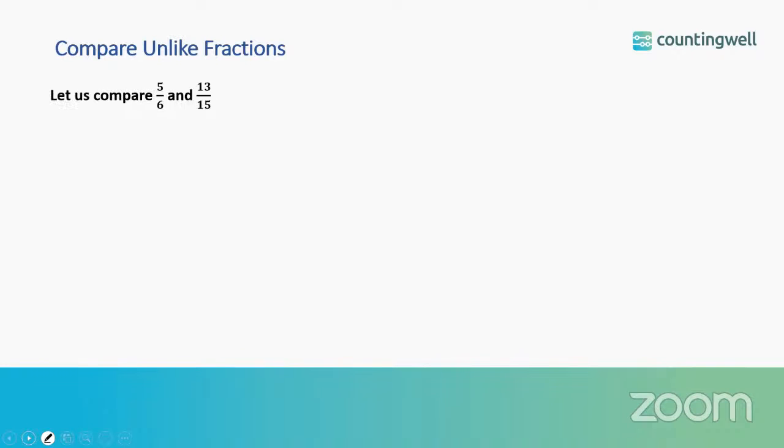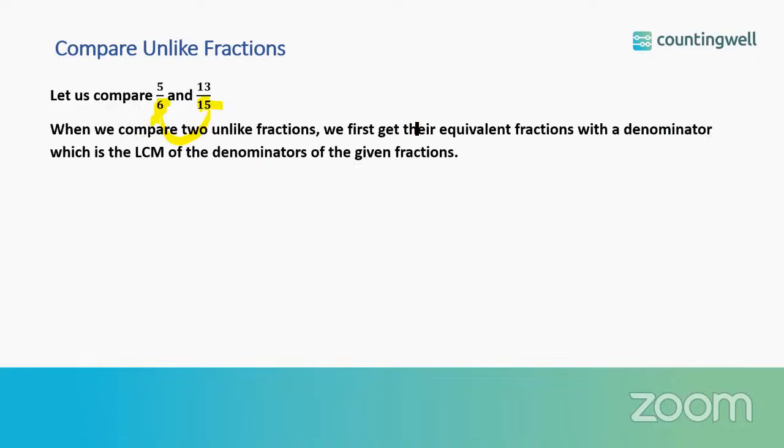Let us see one example. Let us compare the unlike fractions 5 by 6 and 13 by 15. These two are unlike because they have different denominators. Now we have to make both the denominators the same. We have to find their equivalent fractions by finding the LCM of the denominators of the given fractions. So the first step is to find the LCM of 6 and 15, which is 30.